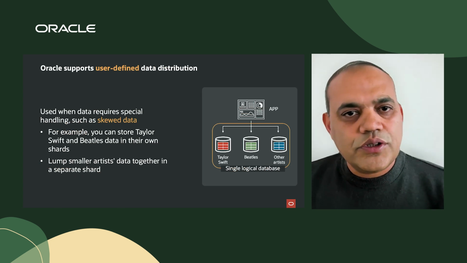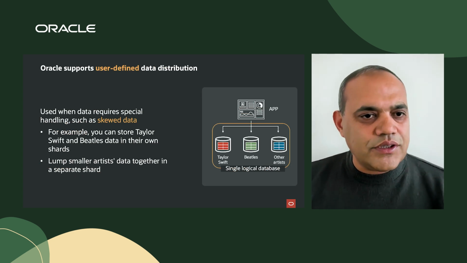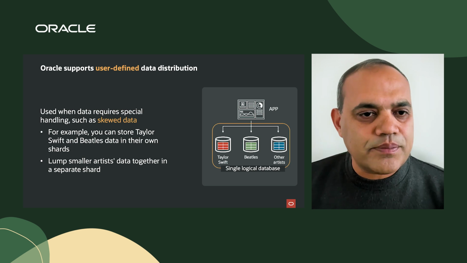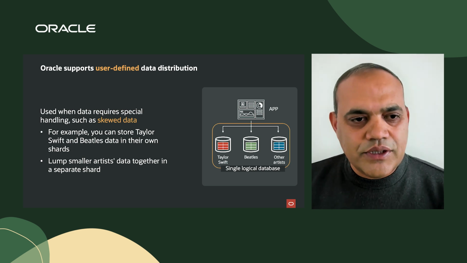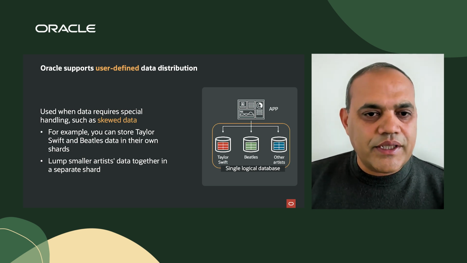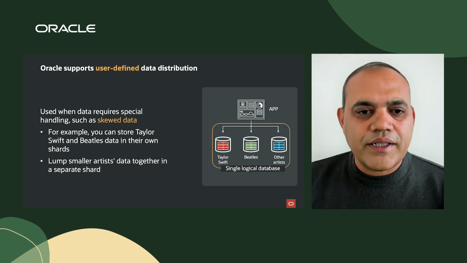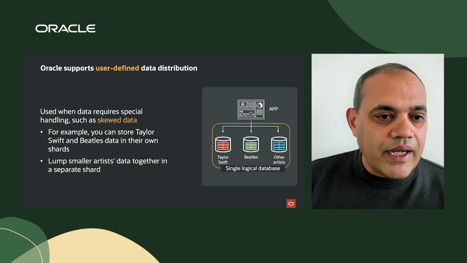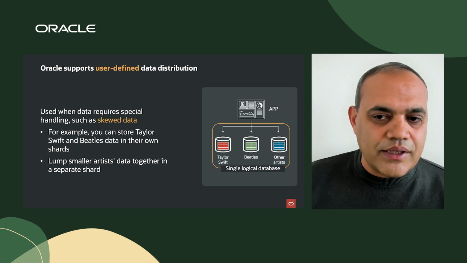Oracle also supports user-defined data distribution. This is used when the data requires special handling, such as queued data. For example, in the case of a music streaming application, we can store the data for popular artists in their own shards and lump the smaller artists together in a separate shard.